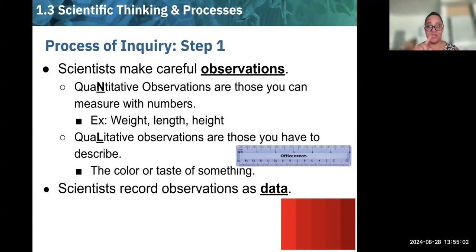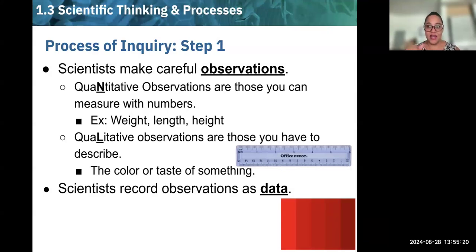Quantitative observations, with an N in the middle, are those you can measure with numbers. So I emphasize the N in the middle so you remember the word numbers. So weight, length, height. I am 5 feet 1 inches tall. That is a number. So that is a quantitative observation.